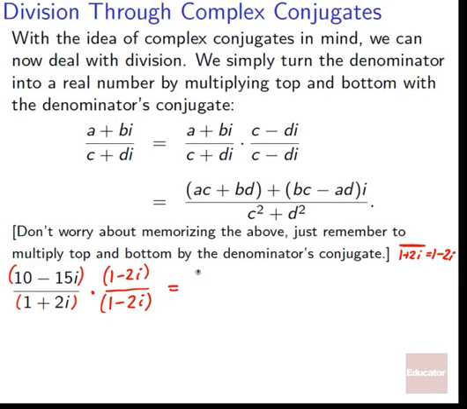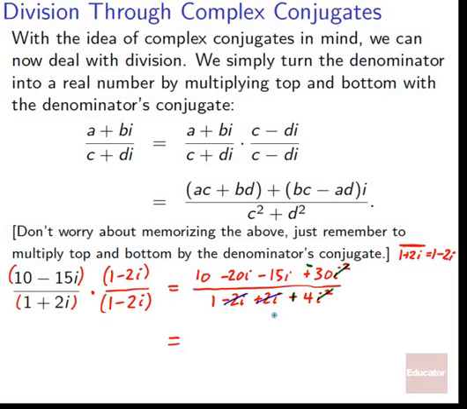So we work that out. 10 times 1 gets us 10. 10 times negative 2i gets us minus 20i. Negative 15i times 1 gets us minus 15i. Negative 15i times negative 2i gets us plus 30i squared. What's on the bottom? We have 1 plus 2i times 1 minus 2i. 1 times 1 gets us 1. Plus 2i minus 2i, those will cancel out, right? Minus 2i plus 2i, and then minus 4i squared. Remember, i squared becomes negative 1. So we cancel out like that. And then we also see, hey, negative 2i plus 2i, they cancel each other out.